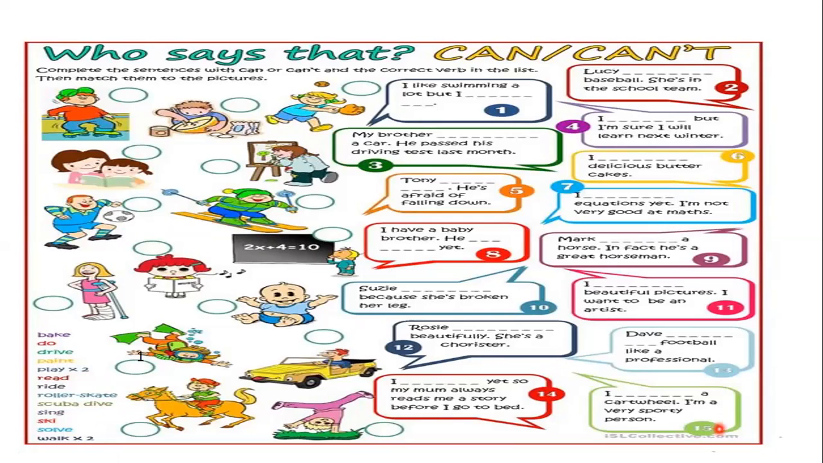So it says, who says that? Complete the sentences with can or can't and the correct verb in the list. Then match them to the pictures. So volunteer for number one. I like swimming a lot, but I... So who says that? Look at all the drawings and see the possibilities. Okay, maybe it's this one, right? Number one. Can you see?